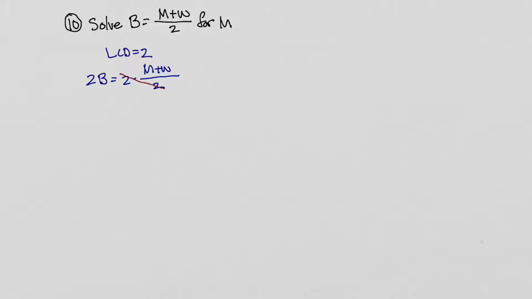And now on the right side, those 2's cancel, and we'll get 2b equals m plus w, and we're trying to solve it for m. All I have to do is eliminate the w. It's being added, so why don't we subtract it? So I'll say what we're going to do. We're going to subtract w. We'll get 2b minus w equals m, or if you like, m equals 2b minus w.